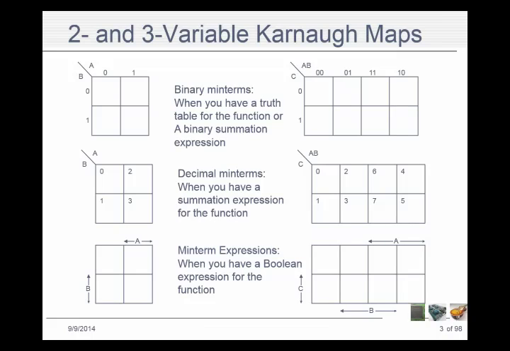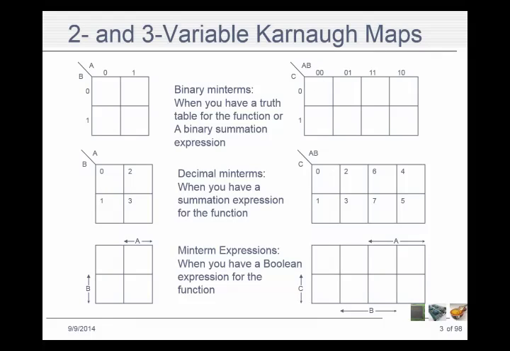Okay, so we got our binary ones. The columns are A, the rows are B. Okay. Over on the side, we've got A and B. We can see that A, B together could be 0, 0, or 0, 1, or 1, 1, or 1, 0. So when we're going to fill it out according to those binary numbers.